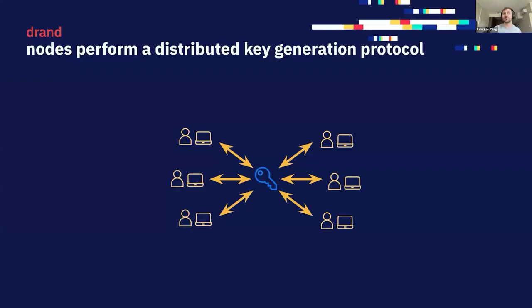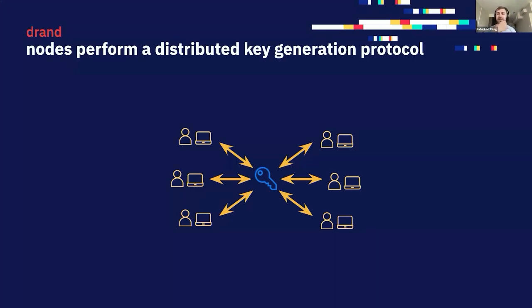How does it work? First off, nodes in the DRAND network perform a distributed key generation protocol. This relates to the threshold cryptography I talked about a moment ago, but in essence, they do some multi-party protocol such that they all get a small share of a shared private key, but no single node ever has access to that private key. It doesn't live in memory. They never see the entire thing. So as such, they can only act on behalf of that private key when they work together with other nodes.